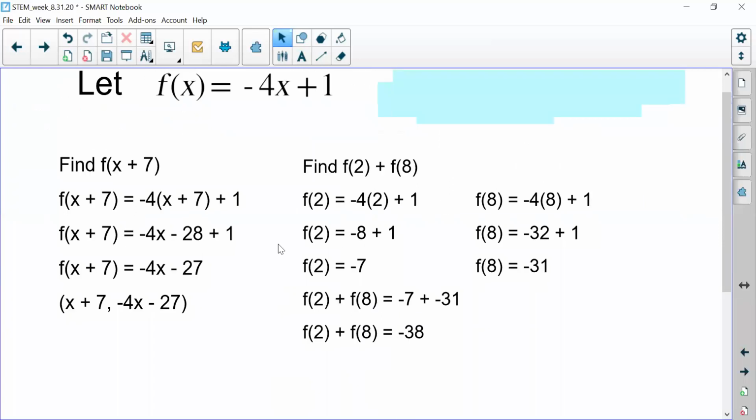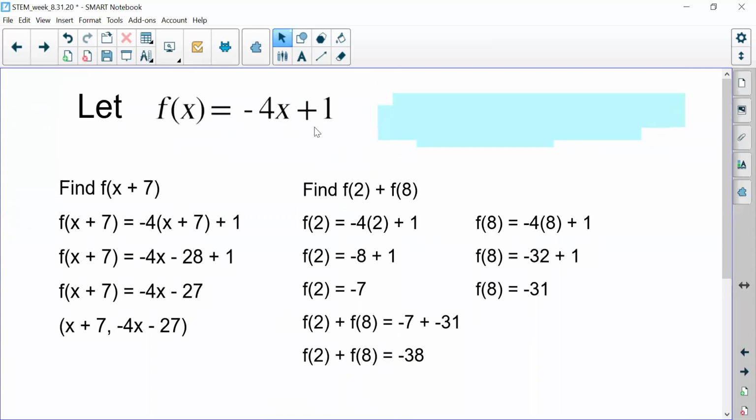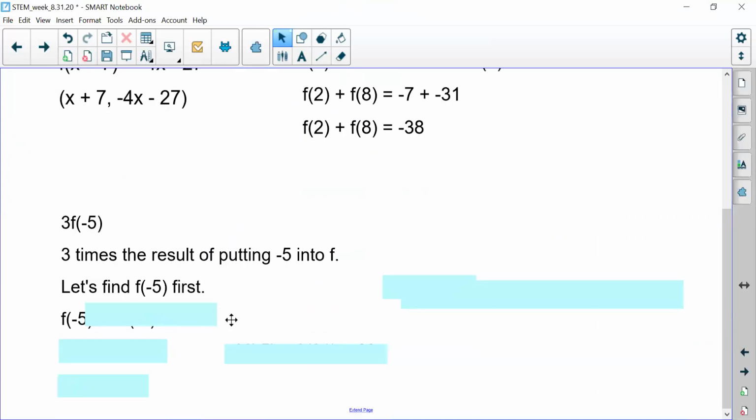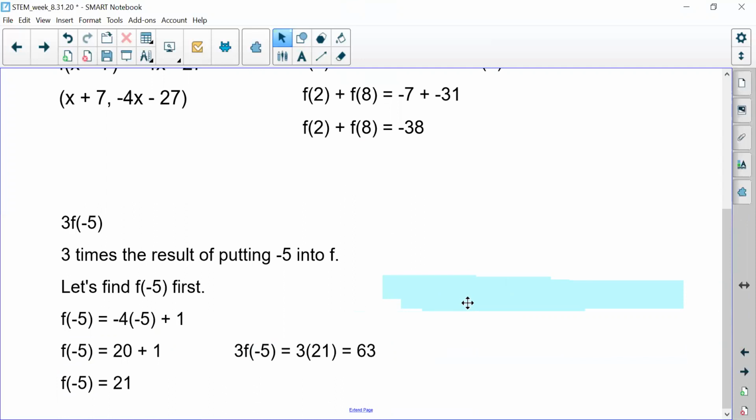Again, it's negative 4 times the input plus 1. Now my input is negative 5. So negative 4 times negative 5 plus 1, which is positive 20 plus 1, which is positive 21. So f of negative 5 equals 21. But wait, I wanted to know what is 3 times f of negative 5. So 3 times 21 is 63, and that is it.